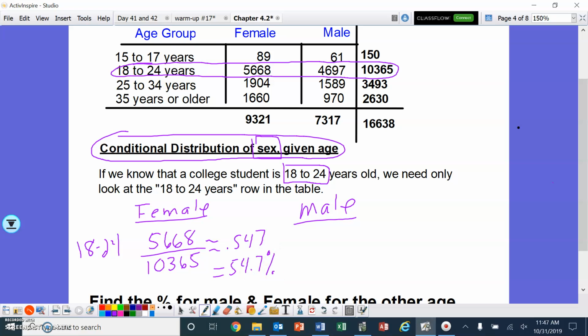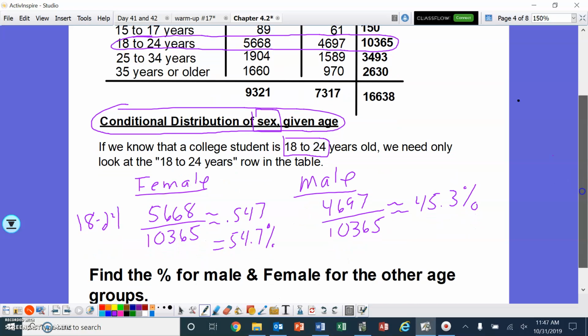Okay, same thing with the male. Okay, only that age group for males, 4,697 divided by the 10,365, and that's going to be approximately 45.3%. Okay, I skipped the decimal there. Now, if you add these two together, they should add up to 100%, because we're only interested in that age group. So the 54.7 and the 45.3, yes, they add up to 100%. All right, let's go ahead and find the percent for the rest of these.